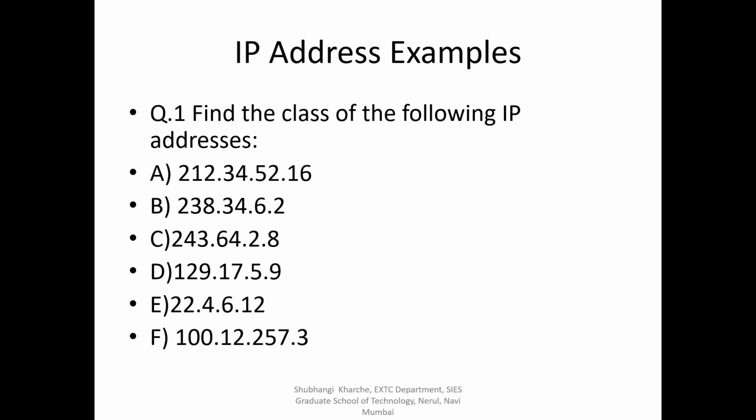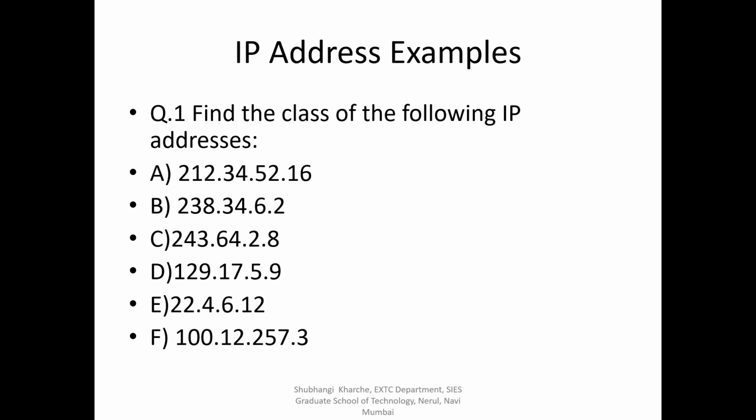The fourth IP address has the first octet value as 129, which lies in the range of class B IP address range, that is from 128 to 191. So the fourth IP address belongs to class B. The fifth IP address has the first octet value as 22, which is within the range of class A IP address. So this IP address belongs to class A.